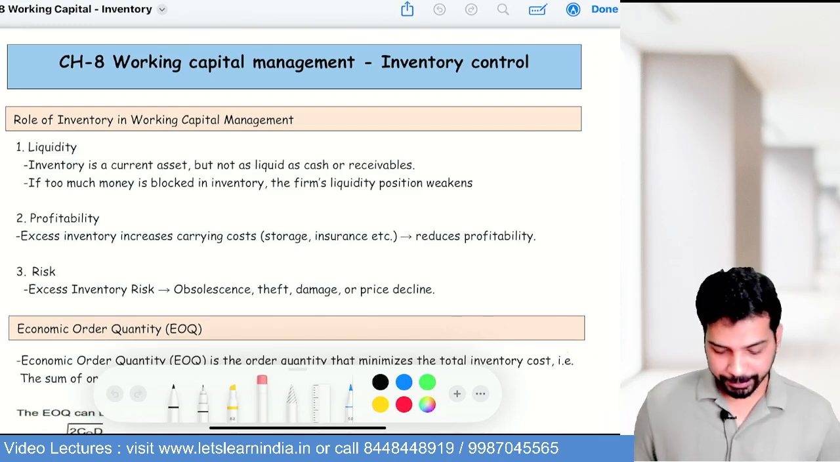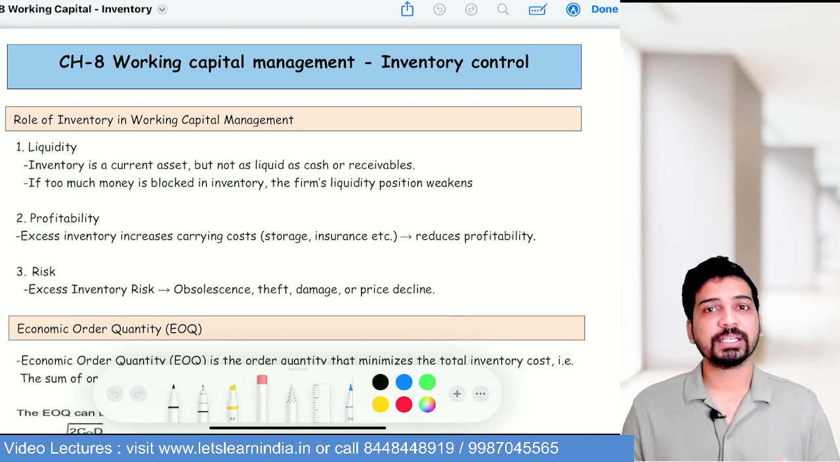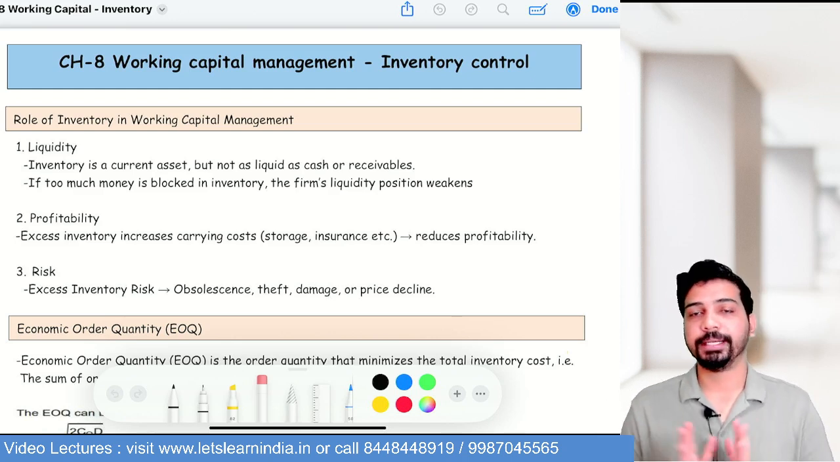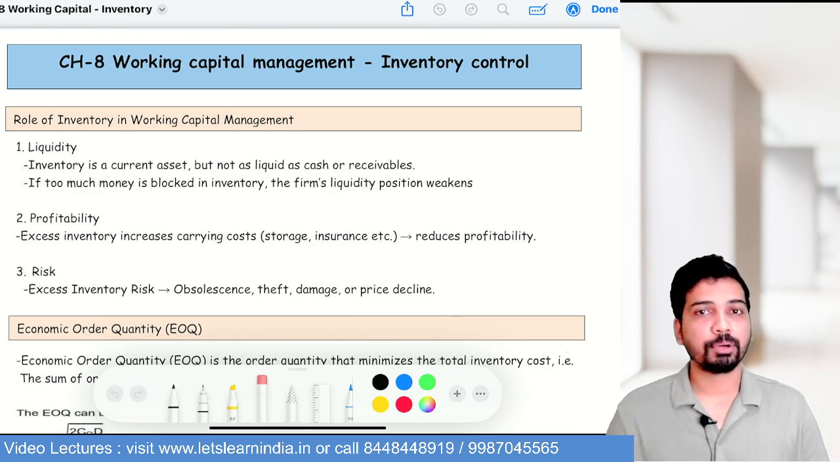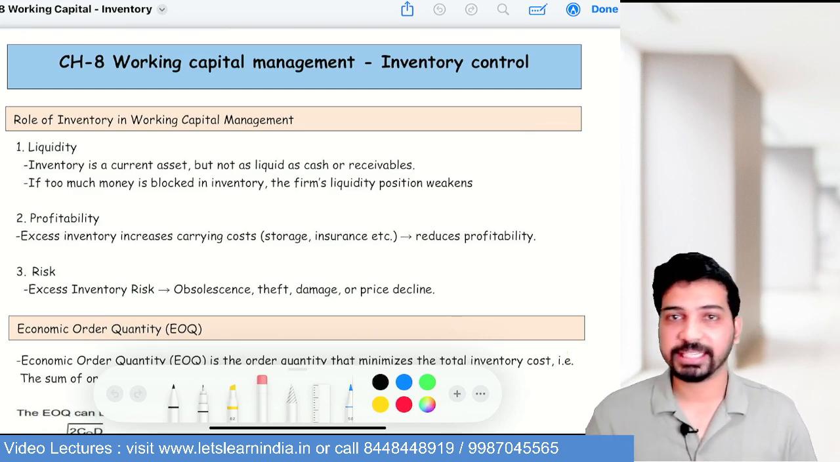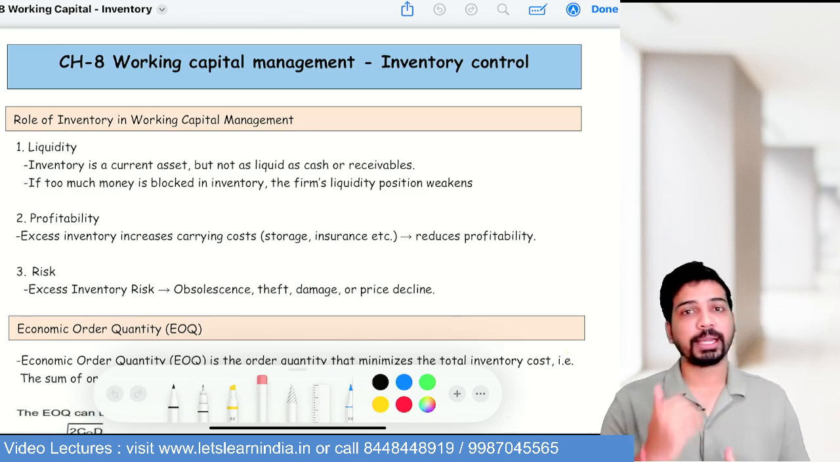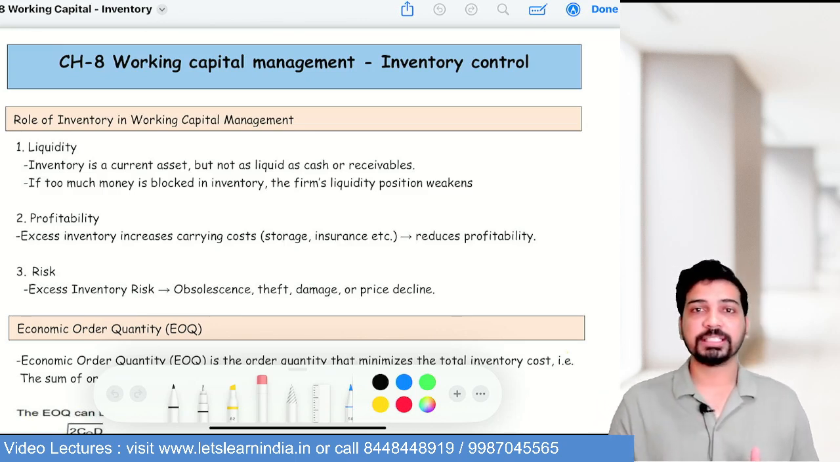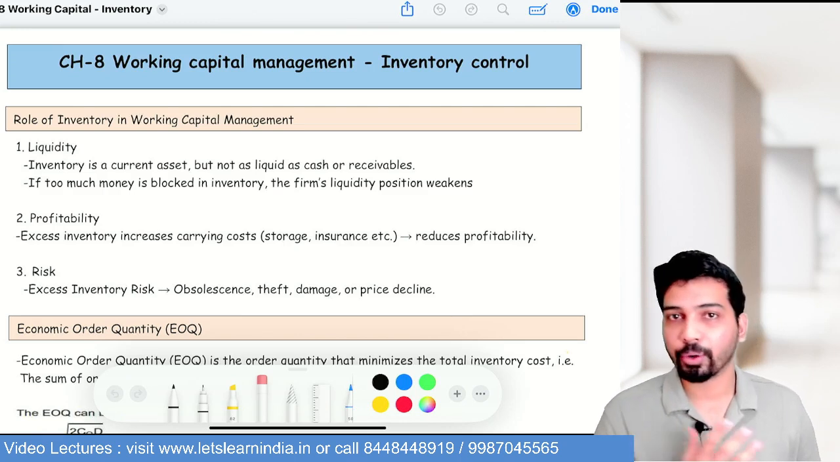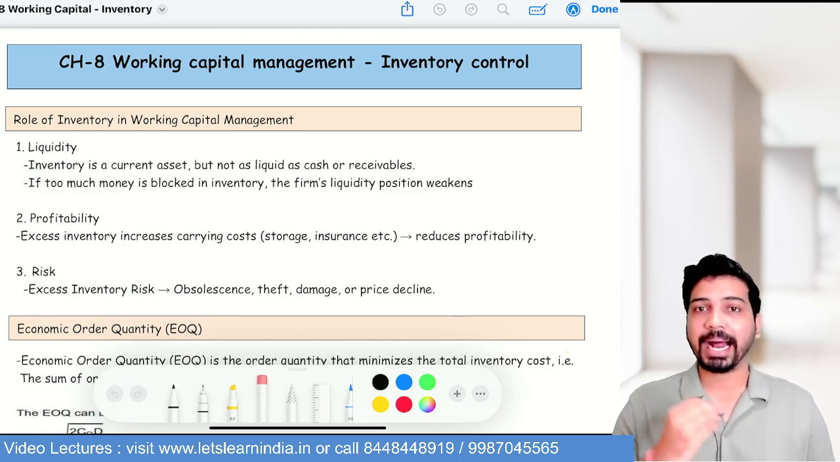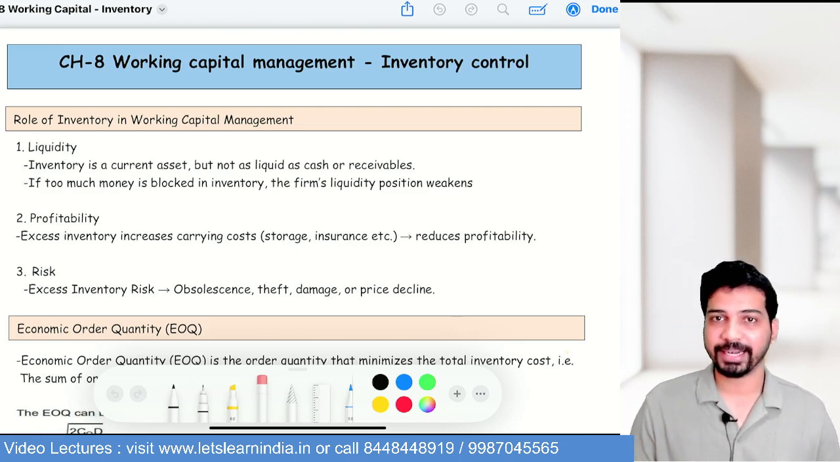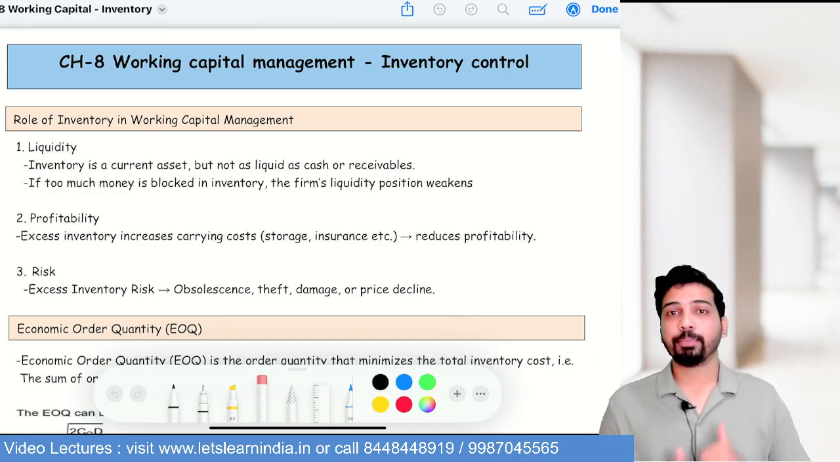Now the third point being risk. What is the risk? The risk of becoming obsolete. How does a product become obsolete? Because of technological changes. How did Nokia become obsolete? Nokia became obsolete because of technological changes. People moved to iPhones and Androids, iOS and Android, and Nokia couldn't capture that. Correct. The same can also happen because of political policies.